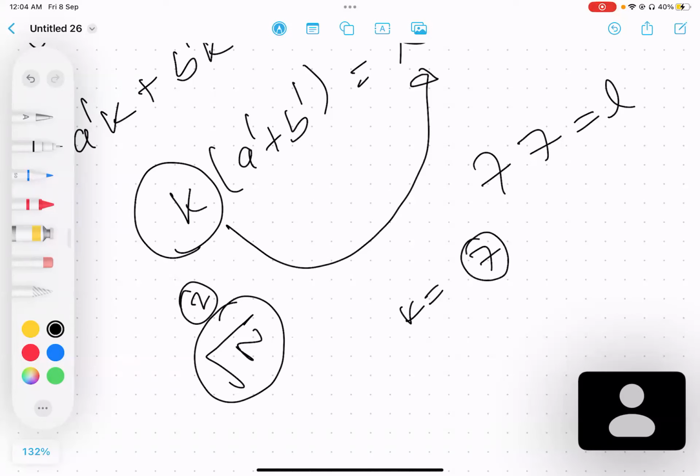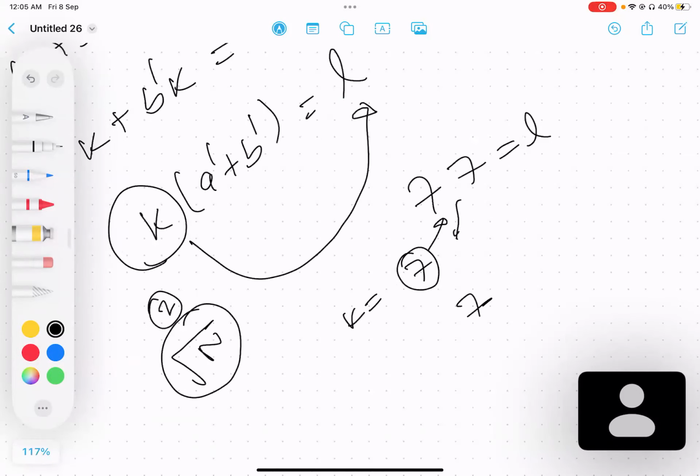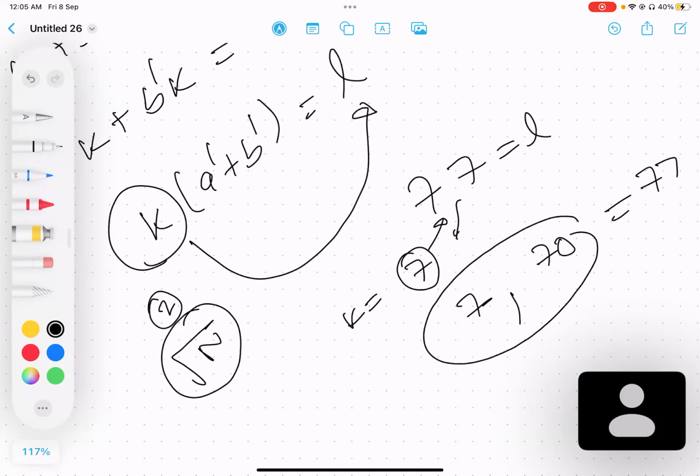So we will get 7, right? If we take 7, you can take any factor apart from 1 and 77. So if you decide to take 7 here, you can take one number as 7 and the other can be 70. Then the sum is equal to 77 and their GCD will be equal to 7, right? So this is what I'm saying.